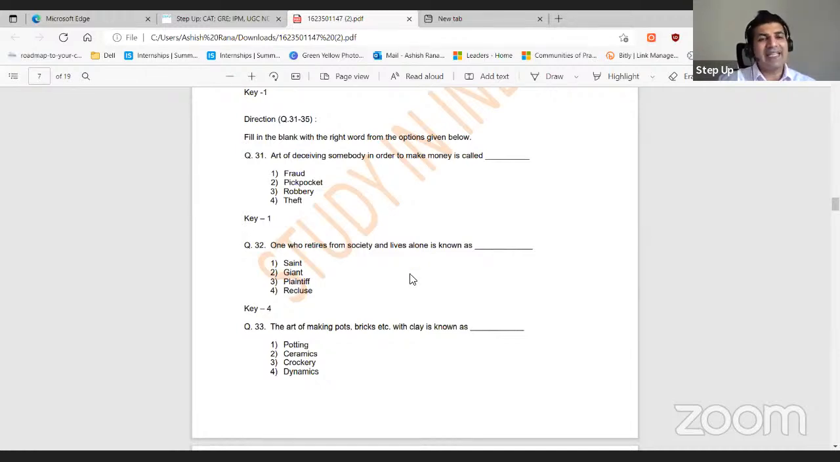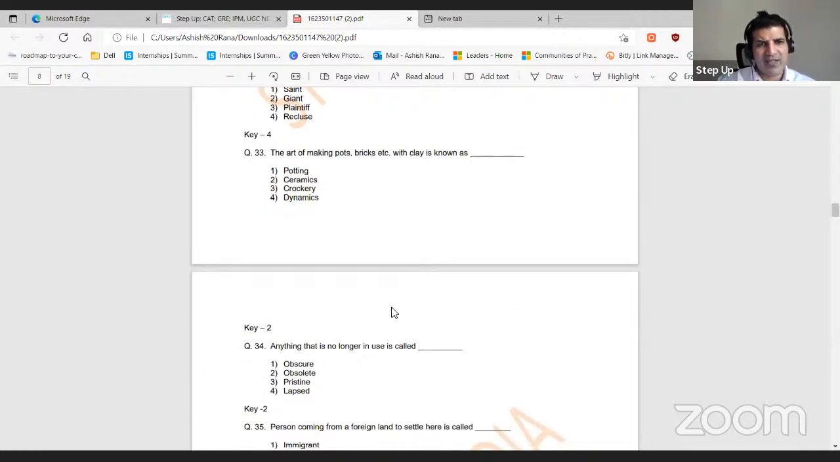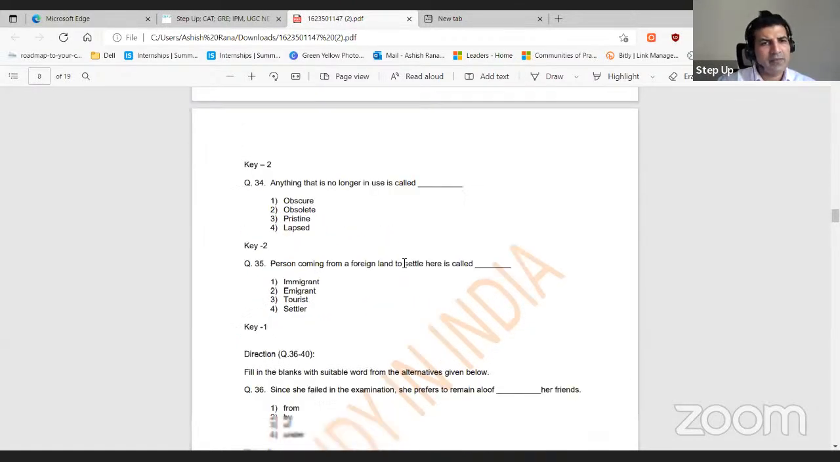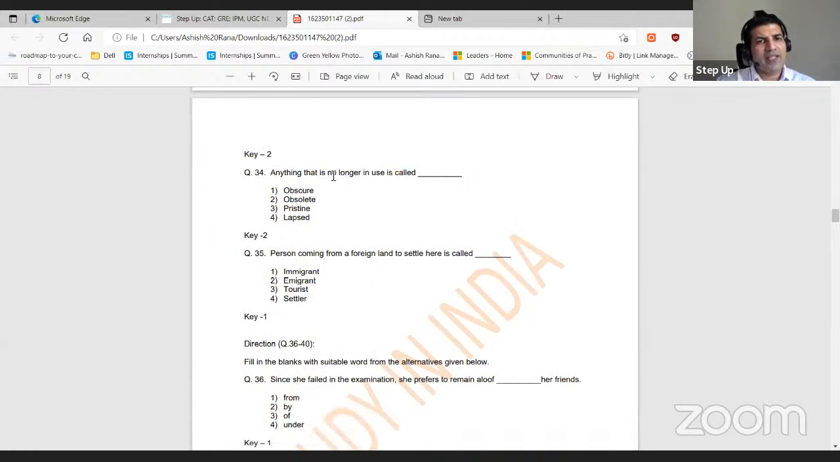Plaintiff is used more when, for example, somebody is filing a case against somebody. That's more like a plaintiff who brings that case forward. The art of making pots, bricks with clay. This is very easy, I'm sure all of us know this. So not potting, ceramics. That's the art of making pots. Anything that is no longer in use, you say this is very obsolete, this has become very old school. Obsolete, this has become old.